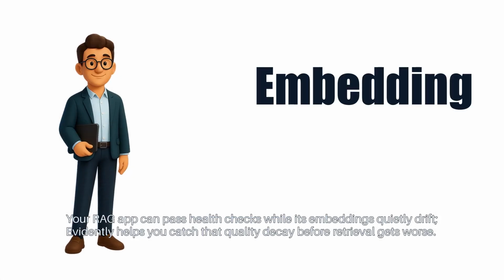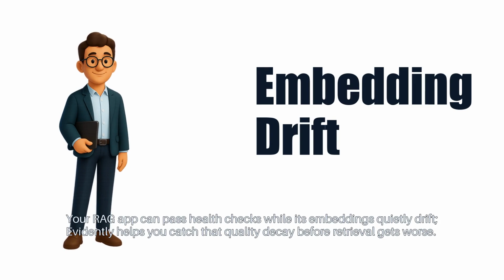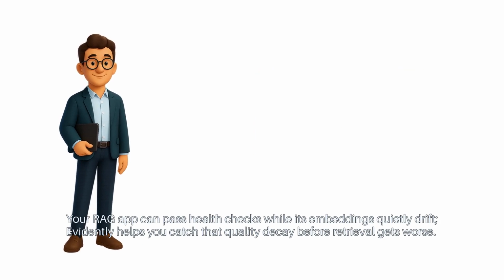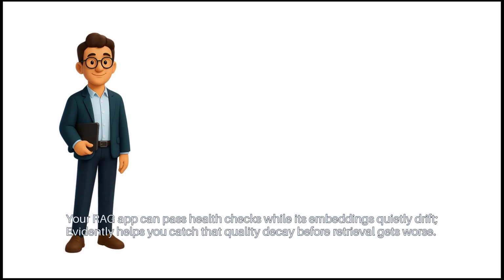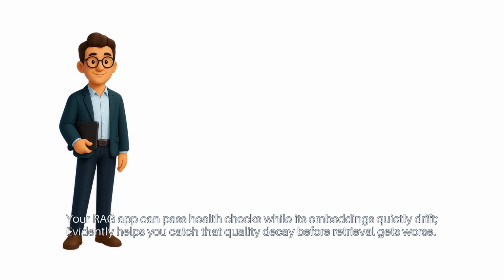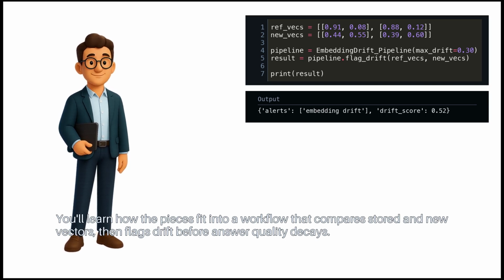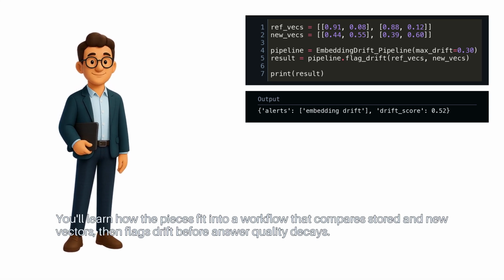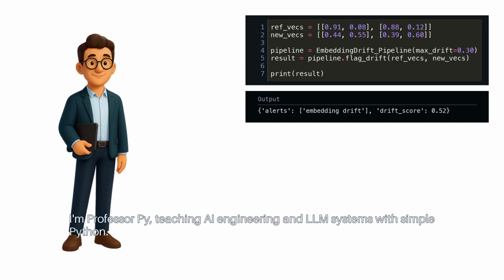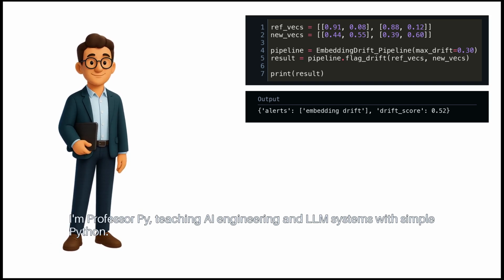Your RAG app can pass health checks while its embeddings quietly drift. Evidently helps you catch that quality decay before retrieval gets worse. You'll learn how the pieces fit into a workflow that compares stored and new vectors, then flags drift before answer quality decays. I'm Professor Pi, teaching AI engineering and LLM systems with simple Python.